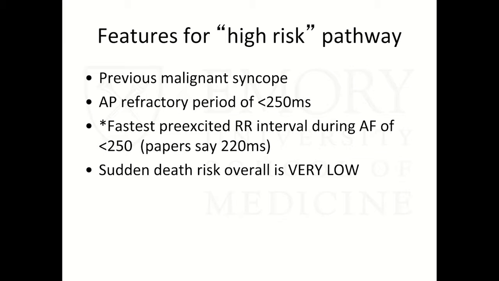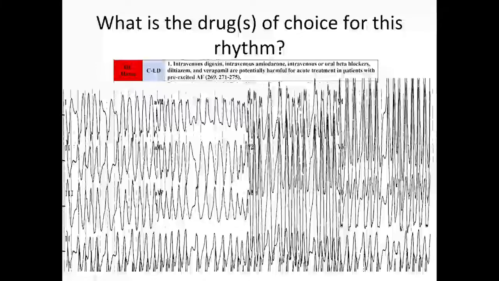But you're right. So here's a high-risk pathway. If they've had syncope, they need it ablated. If their refractory period is less than 250 milliseconds, or more importantly, if you see a patient like this, measure the interval. If these QRSs are closer than one big box, that's a malignant pathway. He needs an ablation, or she needs an ablation. Don't futz around with drugs. So if they ask you about that on the boards, they need an ablation.